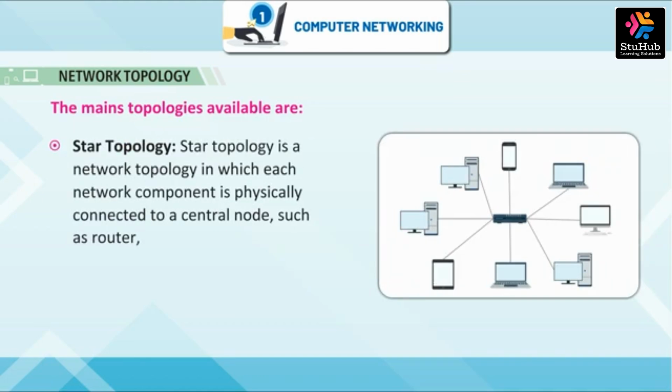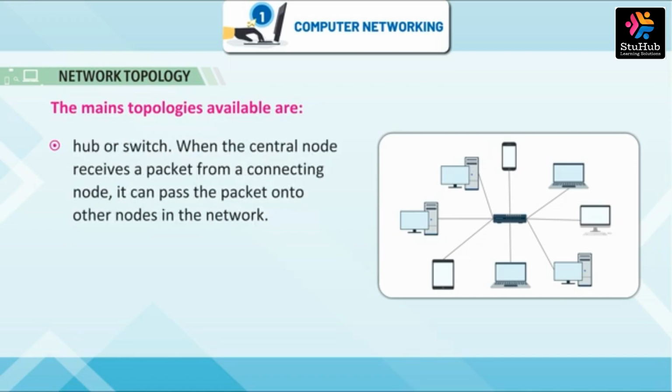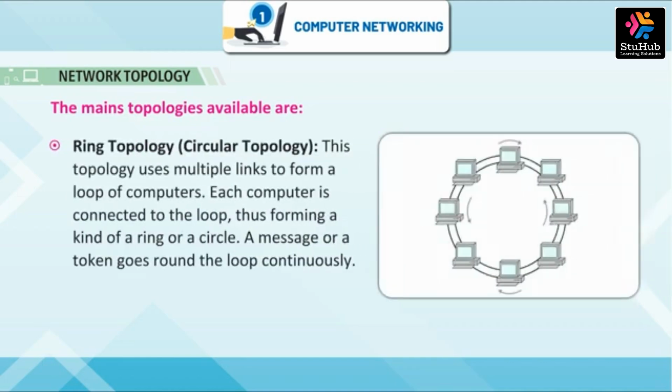Star topology. Star topology is a network topology in which each network component is physically connected to a central node such as router, hub, or switch. When the central node receives a packet from a connecting node, it can pass the packet on to other nodes in the network. Ring topology or circular topology.